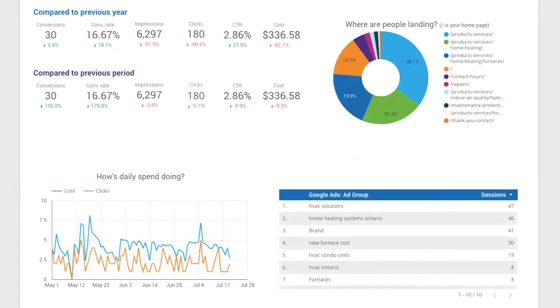And then here we're looking at their pay per click traffic from Google advertising. And you can see they have almost 6,300 impressions of their ads, 180 clicks on those ads. So that is a click-through rate of about 2.8%. But you can see that from those paid clicks, almost 17% of those clicks actually took the desired action that we wanted them to take.